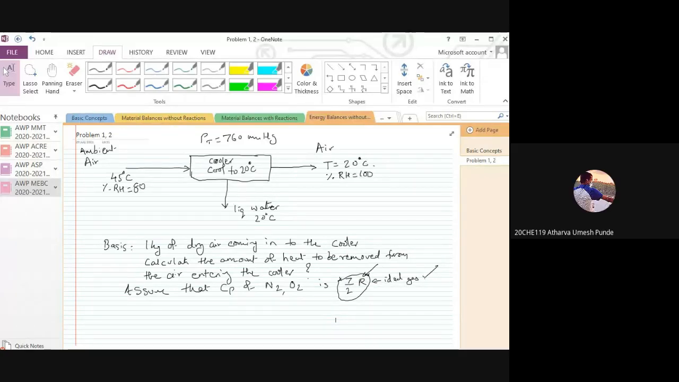So 25.7 kilocalories. Okay, Atharva, you're saying 25.7 kilocalories. Kilocalories, right? Yes, sir. Kilocalories.